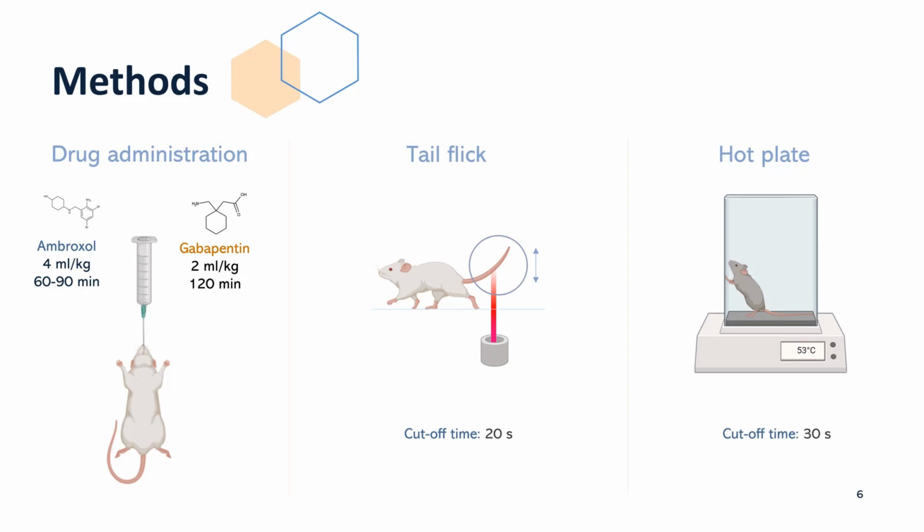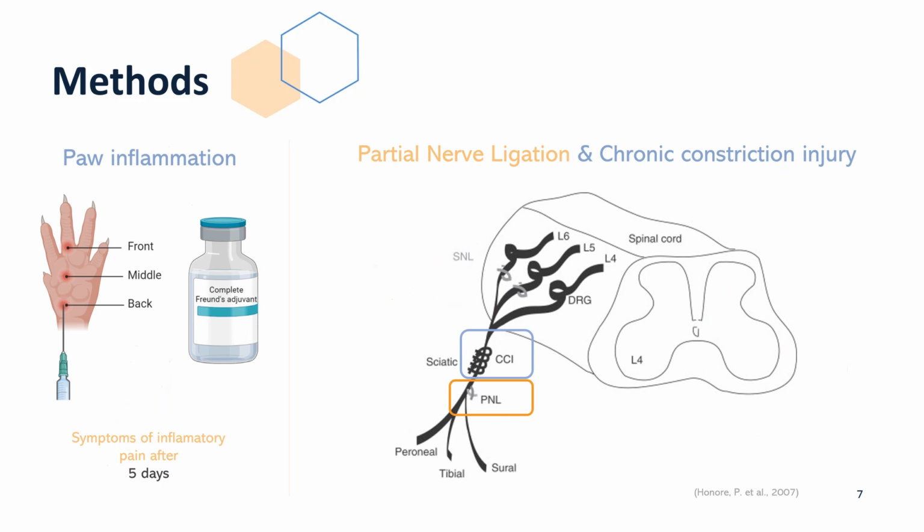For the hot plate test, rats were placed on a metal plate at 53 degrees Celsius, and hind paw licking and lifting behaviors were registered as nociceptive responses. Paw inflammation to test mechanical allodynia was induced by injecting complete Freund's adjuvant into the left hind paws of the rats, which after 5 days developed stable symptoms of inflammatory pain.